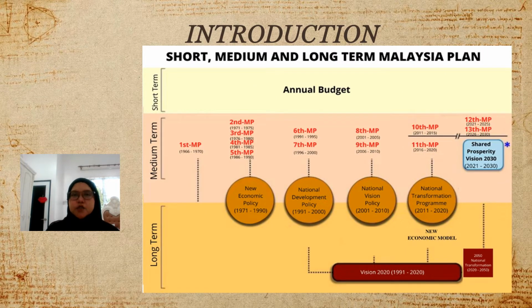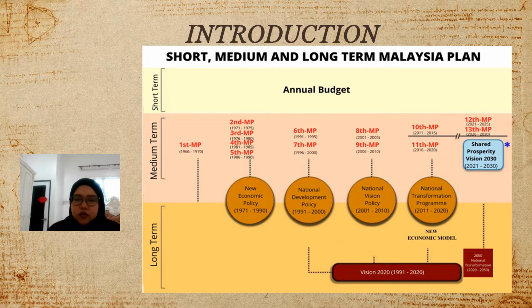Malaysia became independent on 31st August 1957, and since then a lot of policy have been implemented. Basically, my assignment will be based on this graph or time frame. The first one is the New Economic Policy, which began in 1971 until 1990, followed by the National Development Policy, then the National Vision Policy, and the National Transformation Program. These three policies, which are NDP, NVP, and also NTP, are under the vision of 2020.